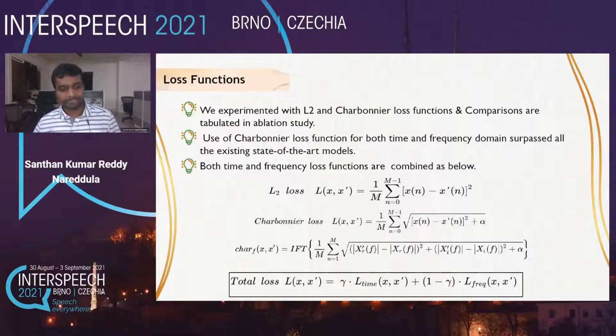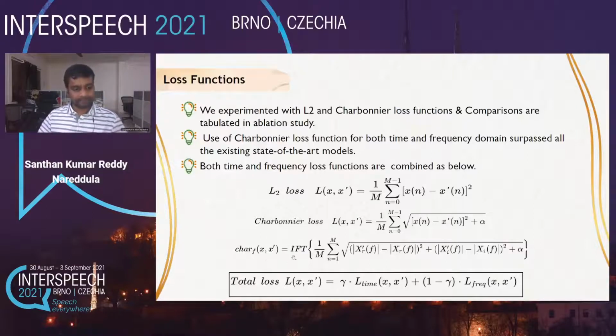The Charbonnier loss function's specialty is that it tries to behave as both the L2 loss function and the L1 loss function. Both L1 and L2 loss functions have their drawbacks: the L2 loss function couldn't minimize the outliers, and similarly the L1 loss function couldn't minimize the loss at the edges. So the Charbonnier loss function acts as both L1 and L2 loss function according to the situation. We employed this for both time domain and frequency domain loss functions.